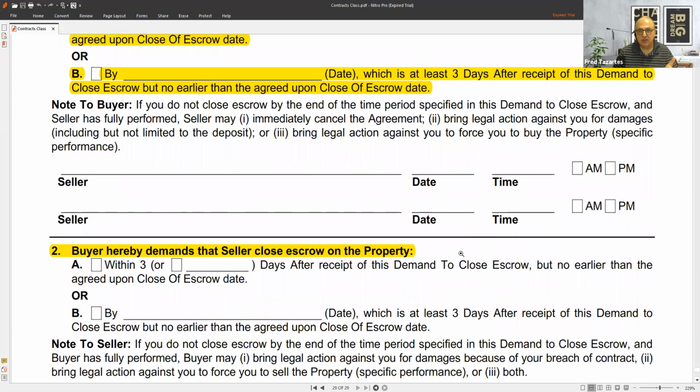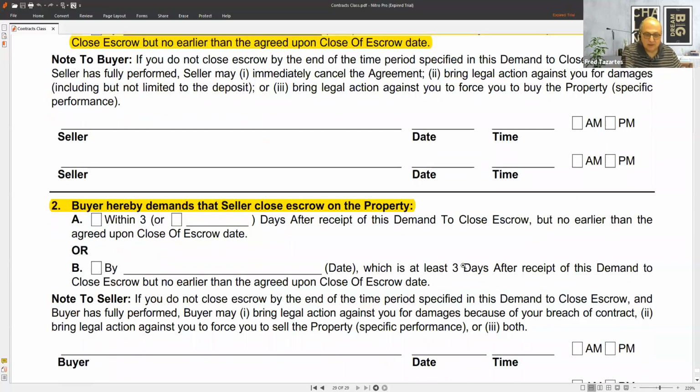The buyer can do the same thing on their side. They can say, you know what, I don't see you packing. I don't see stuff moving. I want to make sure we're closing escrow on time. I'm giving you a demand to close. Make sure it happens. Okay.